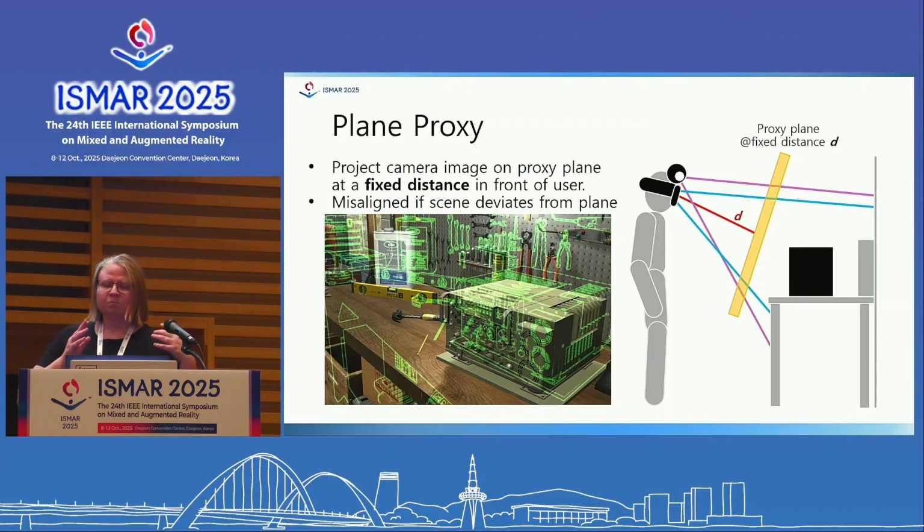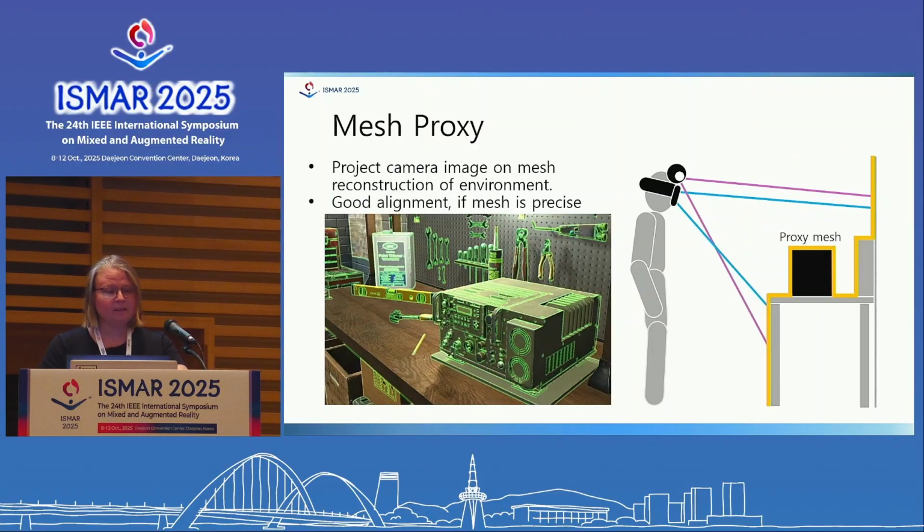So this doesn't work if the scene does not fit the plane as is shown in this case. So you can see in the image what's happening. The virtual outlines are misaligned over the entire field of view because the real scene does not match the plane at that distance. The second method is the mesh proxy.